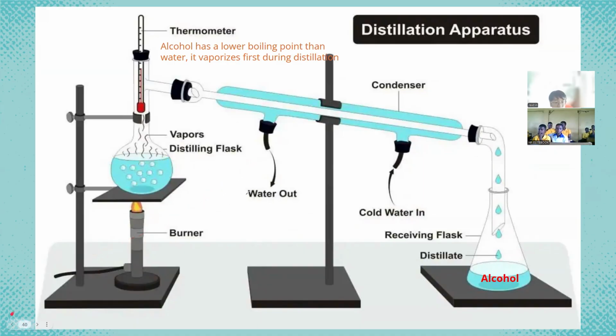Boiling point is when the liquid turns into gas. The temperature at which the liquid turns into gas is called, in degrees Celsius, the boiling point. So let's say this liquid has a combination of one liquid that boils at 50 degrees Celsius and another that boils at 80 degrees Celsius.